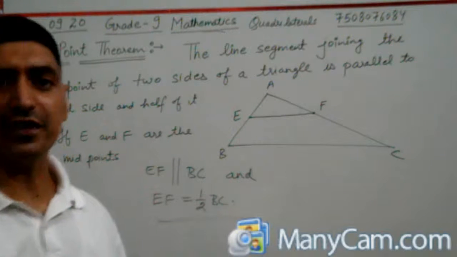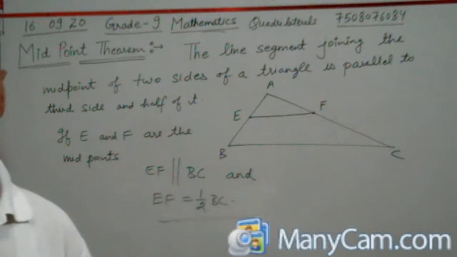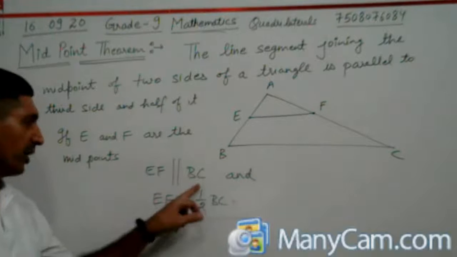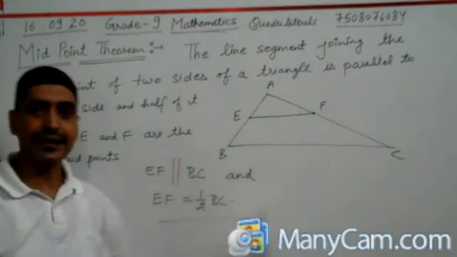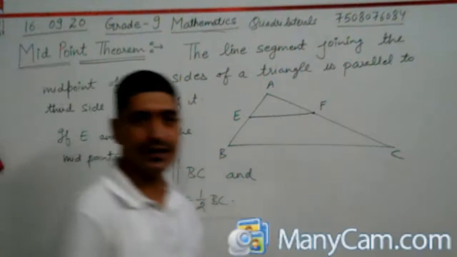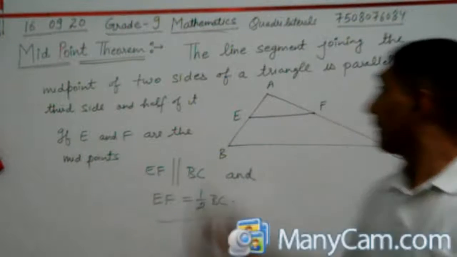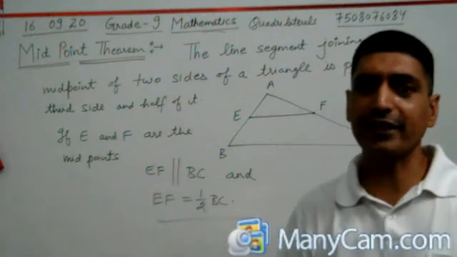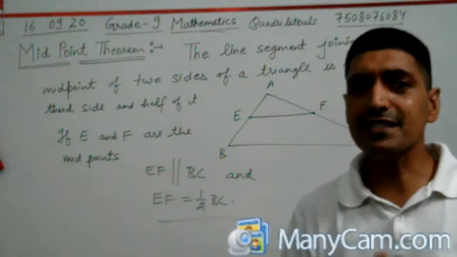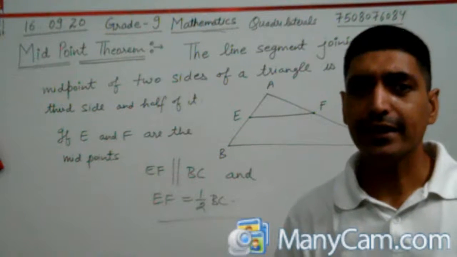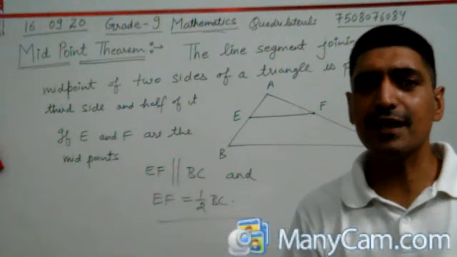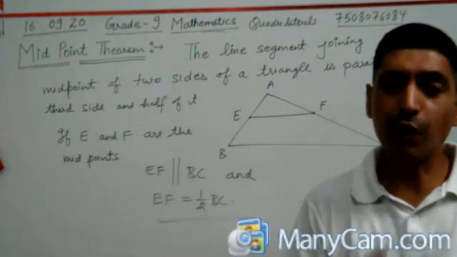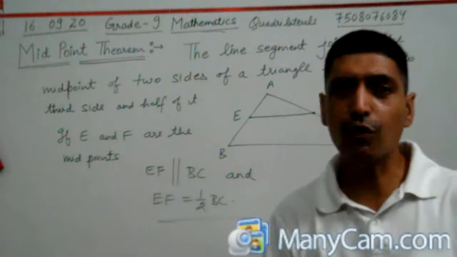So we will go for its proof, and it is given in the book. What is the midpoint theorem? In any triangle, the line segment joining the midpoints of any two sides is always parallel to the third side, and this line segment is always half of the third side, right? So this is the statement of your midpoint theorem. Now its proof, and then we will go for its converse.